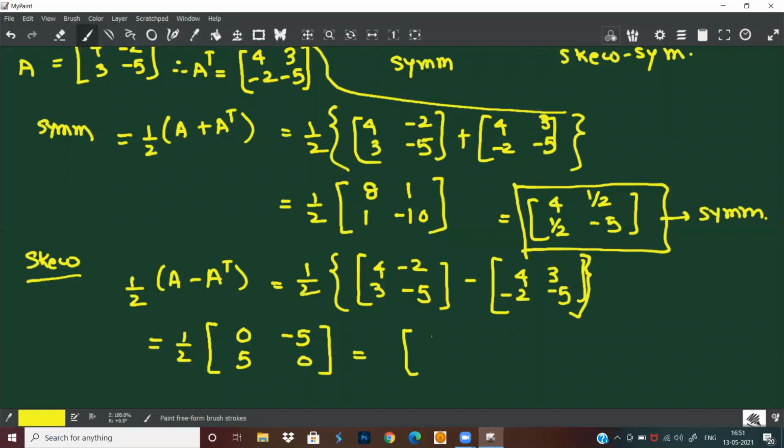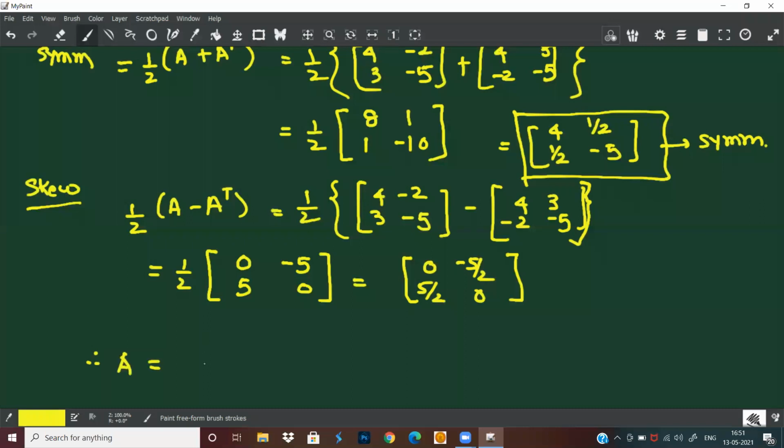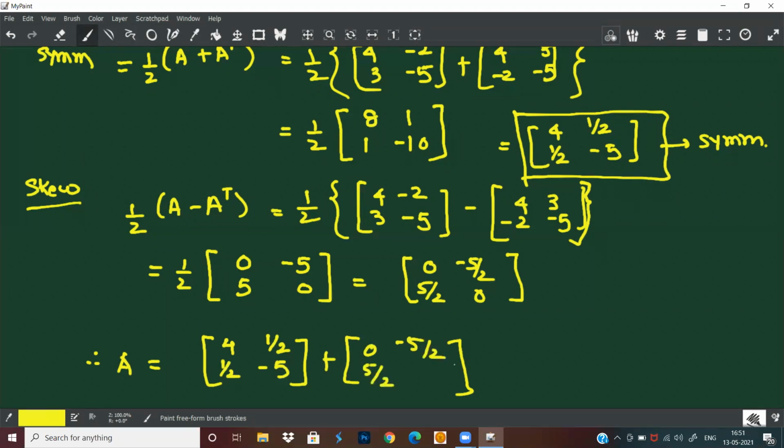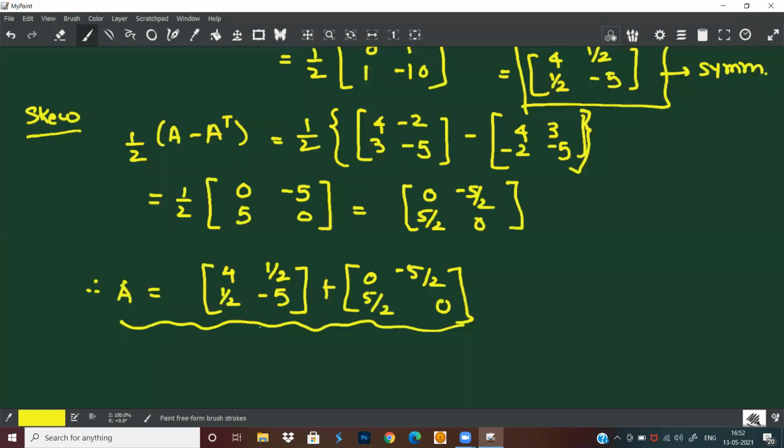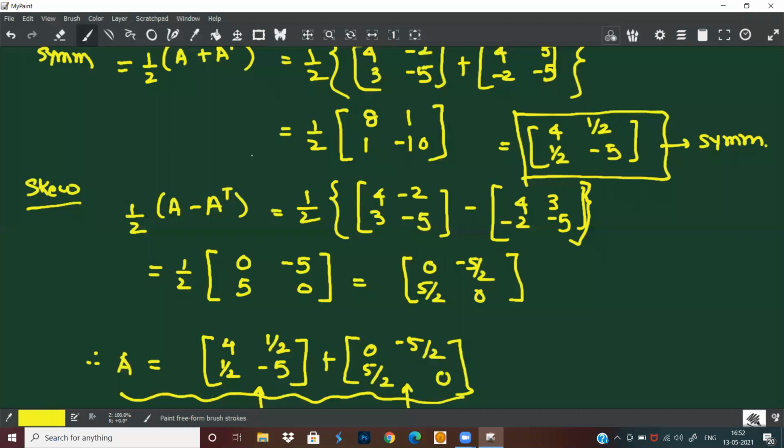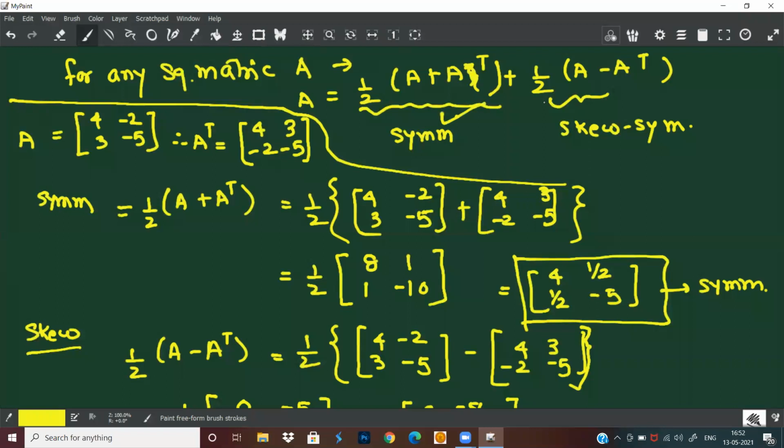Correct. So we are here. So your matrix A is this plus this. Don't simplify it now. If you simplify, you will go back to what is given. This is your answer. This part is symmetric. This part is skew-symmetric. Half of A plus A transpose. Remember this property. Half of A plus A transpose, A's symmetric part, plus half of A minus A transpose, A's skew-symmetric part.